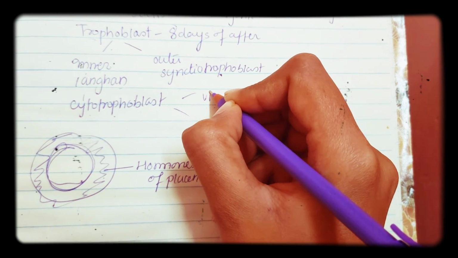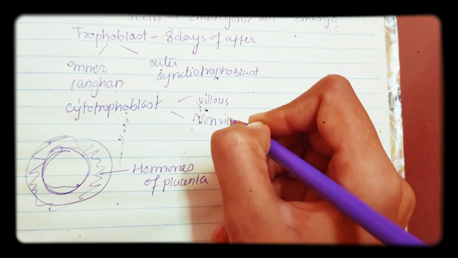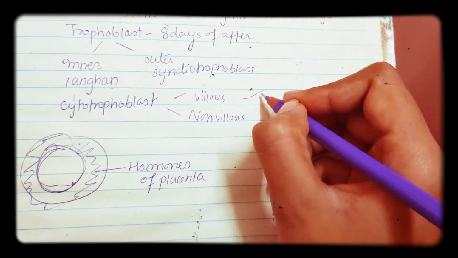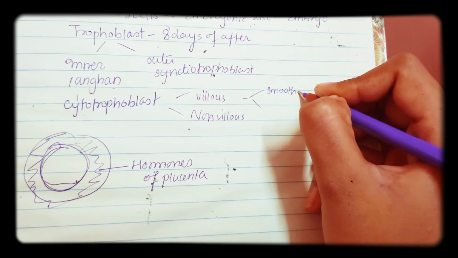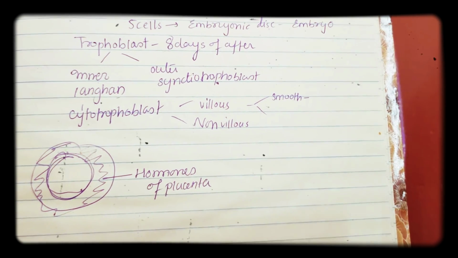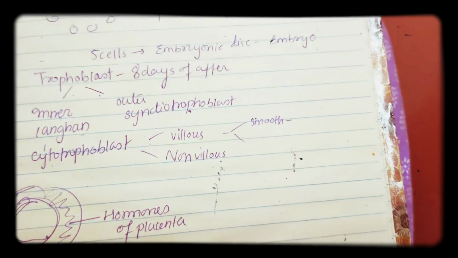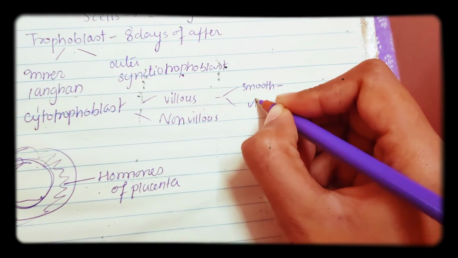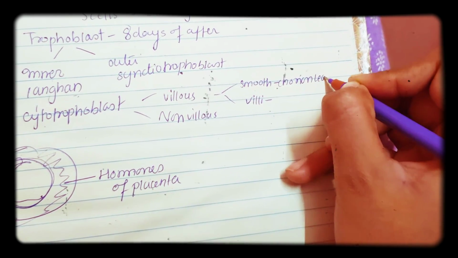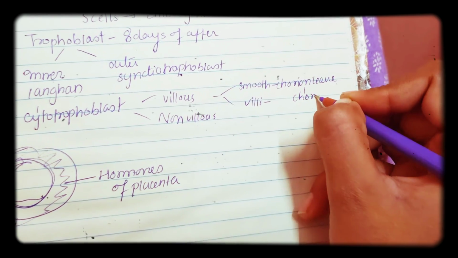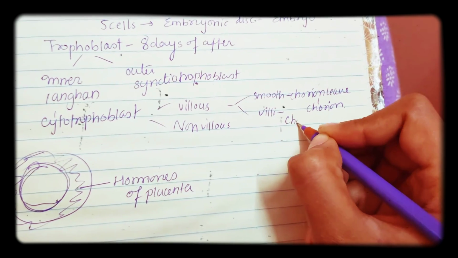This inner layer cytotrophoblast is divided into villus cytotrophoblast and non-villus cytotrophoblast. Okay, so the villus cytotrophoblast is in turn divided into two types. One is smooth, called chorion laeve. I said the cytotrophoblast is divided into villus and non-villus, right? So the villus one is divided into the smooth type and the villi type. The smooth type is called chorion laeve, and this chorion laeve will in turn form the chorion layer of the embryo. And coming to the villi, they will form the chorion frondosum.